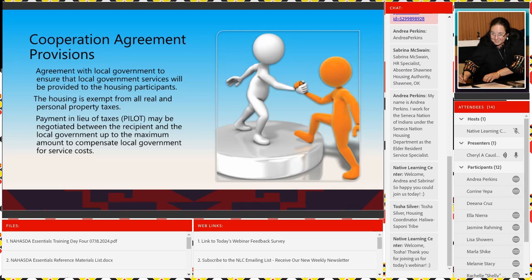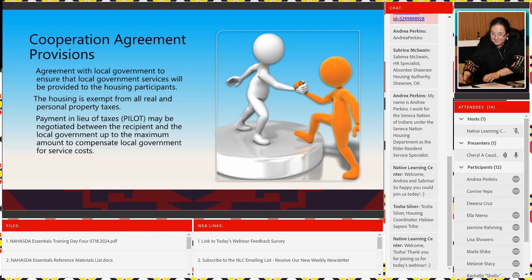So the agreement provisions, those cooperation agreement provisions, it's an agreement with your local government to ensure that those services are going to be provided to your housing participants. Housing is exempt for all real and personal property taxes. Okay. So that's another thing you need to check for. I think I've got language later on that when you do rehab or anything that you specify that they can't owe any taxes on their properties because you can't go in and help them with that.